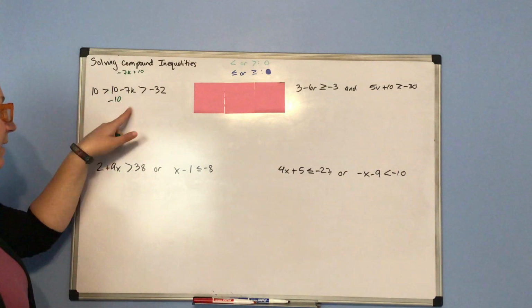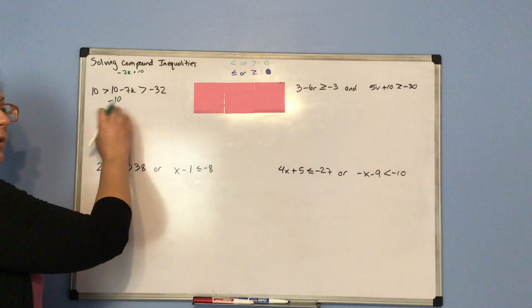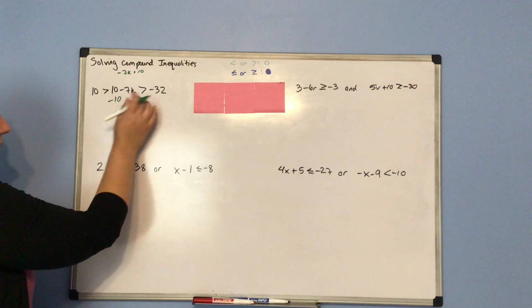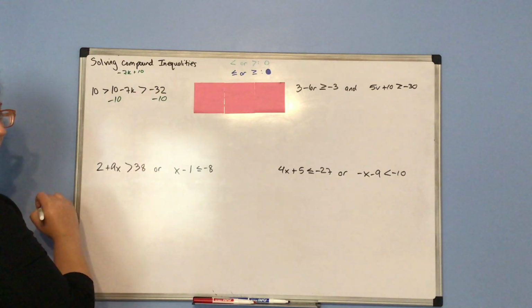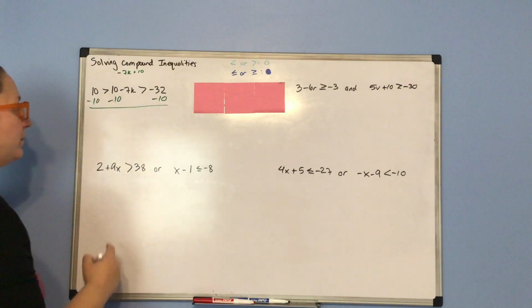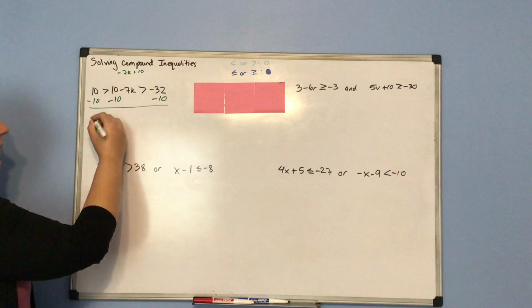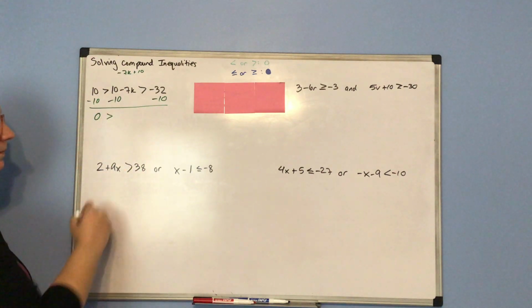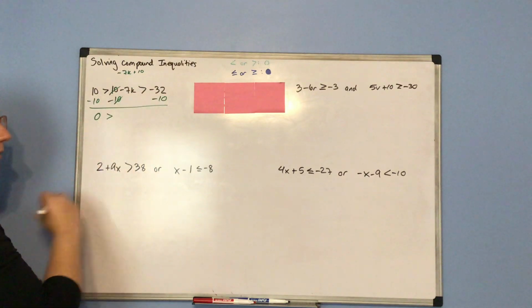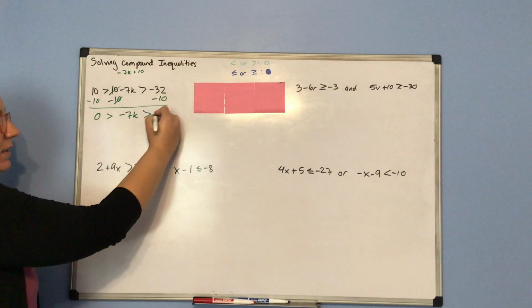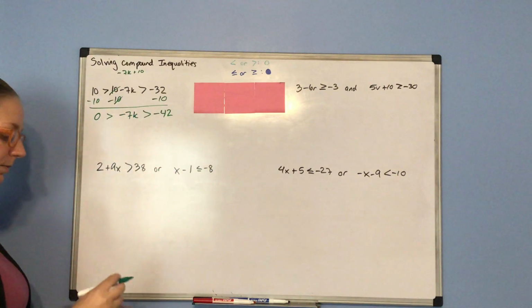I have three pieces here. Anything I do to one piece of the inequality, I have to do to all of the pieces. So I have subtracted 10 from the middle. I also need to subtract 10 from the right-hand side and the left-hand side. Over here, 10 minus 10 is 0. Greater than sign stays the same. These cancel, that's what we wanted. I still have negative 7k. Negative 32 minus 10 is negative 42.